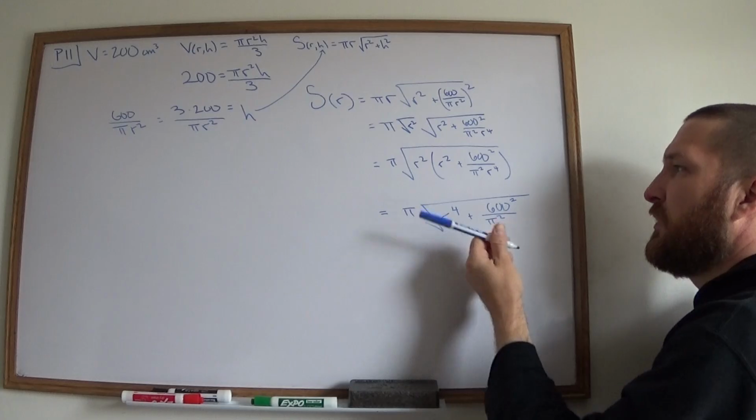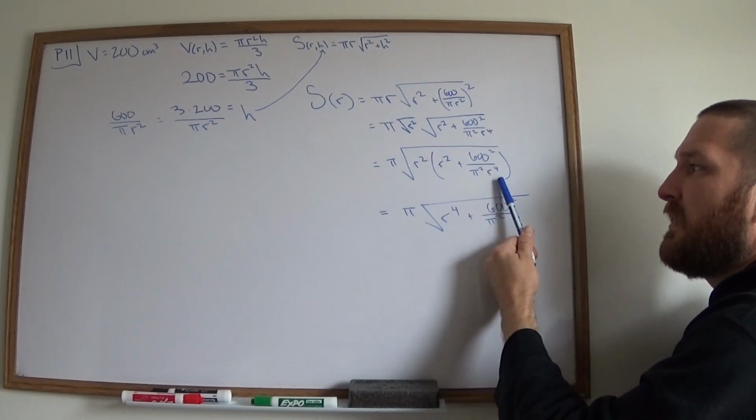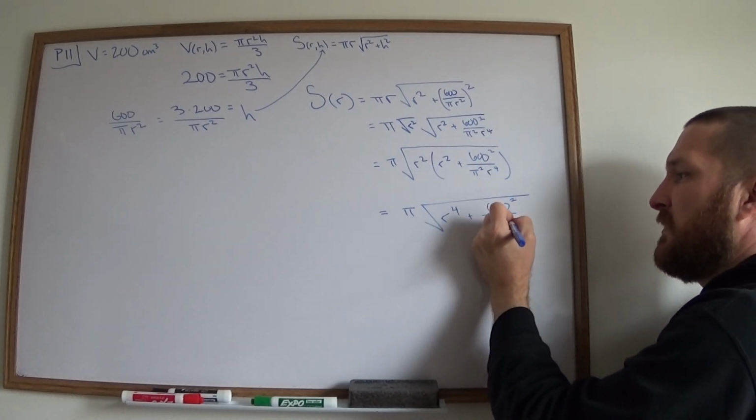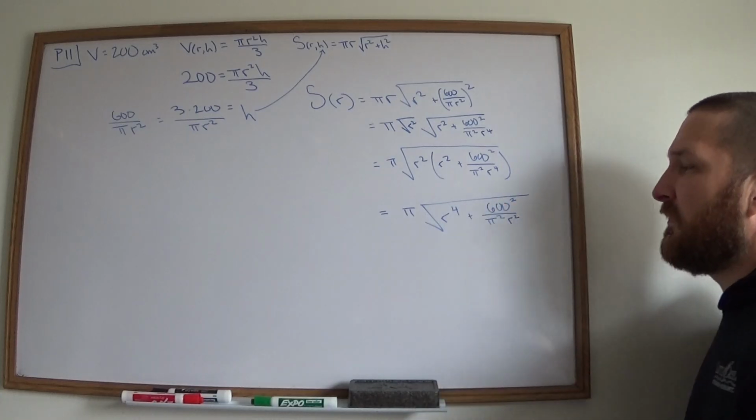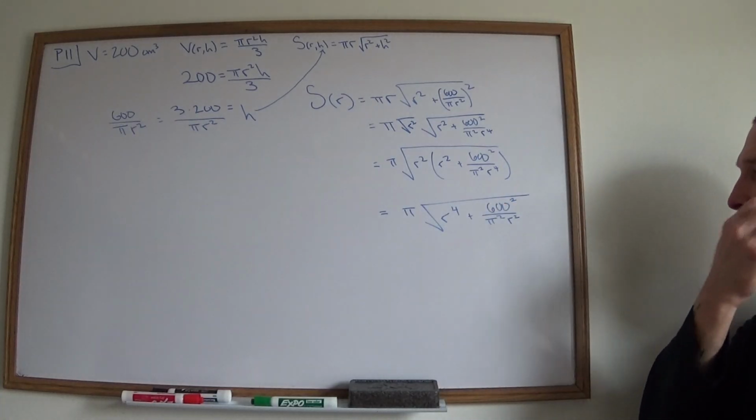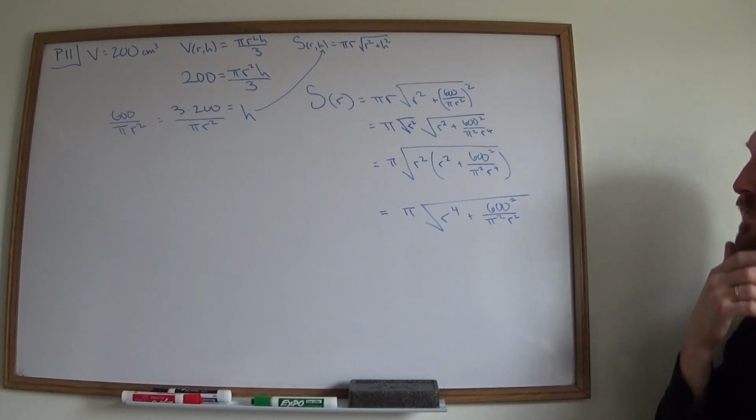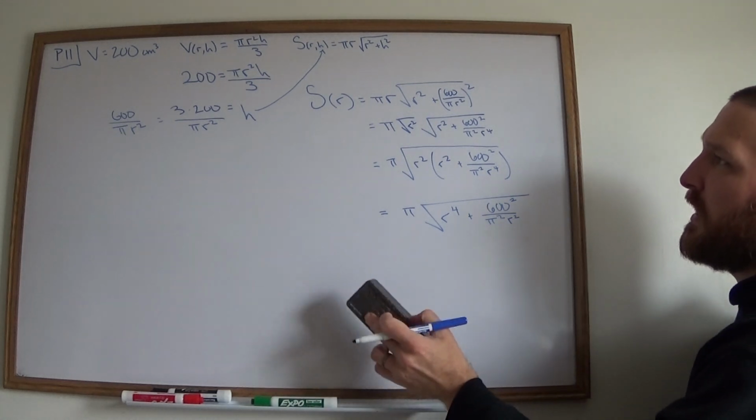Pi squared stays put. Now when the r squared jumps over, he kills 2 of the r's that are in the denominator, but not all of them, leaving 2 in the denominator, just like that. Okay, so that's how I'm going to write surface area.